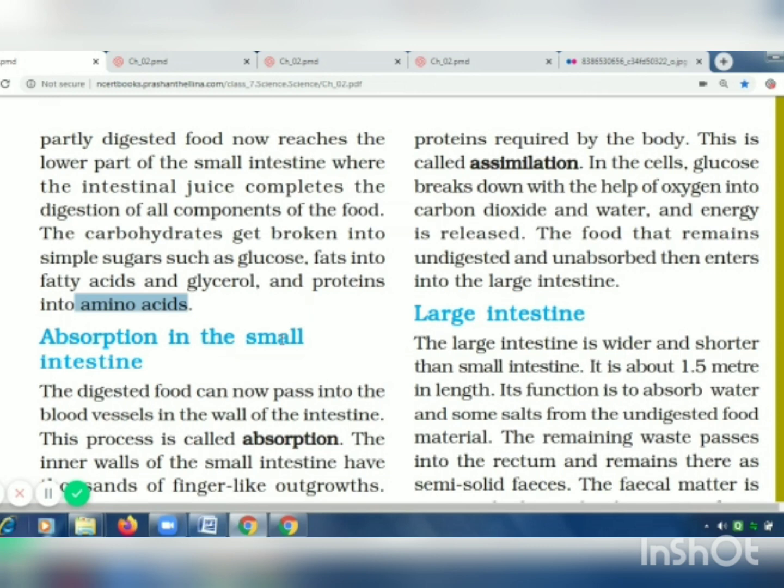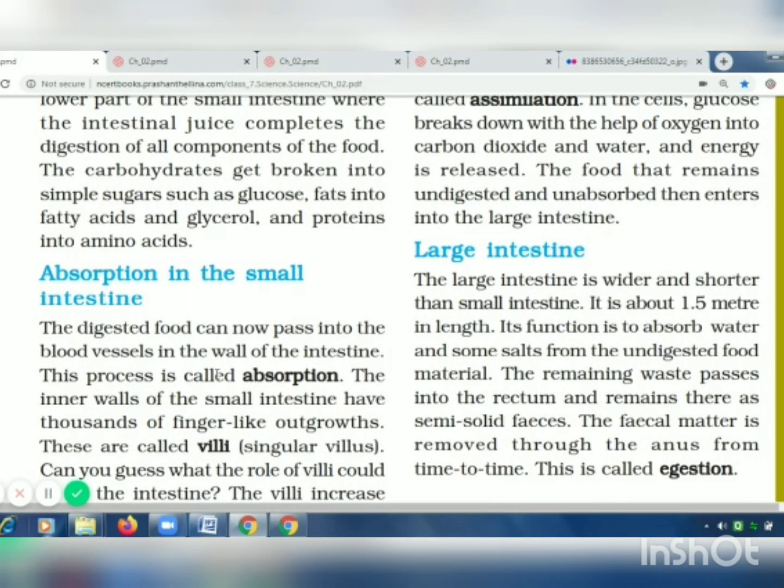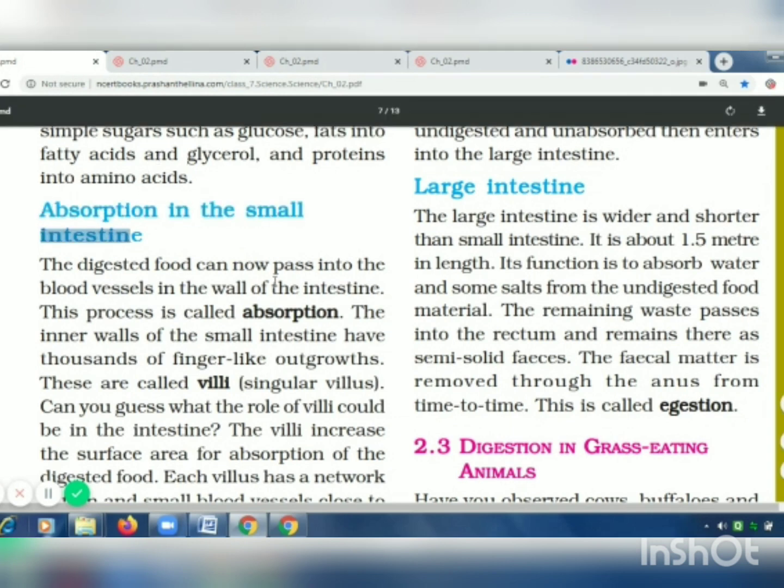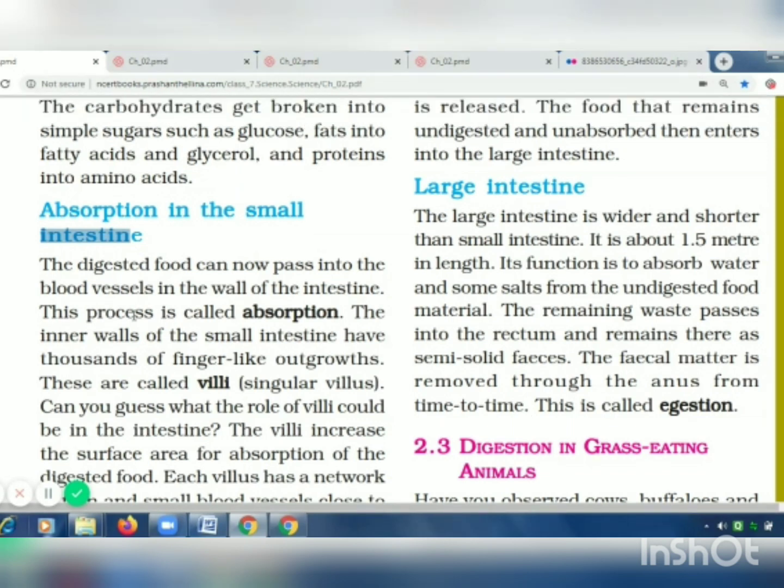Okay, so we have completed which parts of the alimentary canal: the buccal cavity, the salivary gland, the esophagus, the liver, the gallbladder, the stomach, the pancreas. And now we have completed only half of the small intestine. The next part of the small intestine is where absorption is done, the absorption of all these parts to which the food is converted.